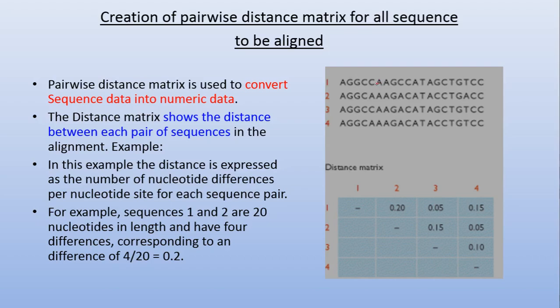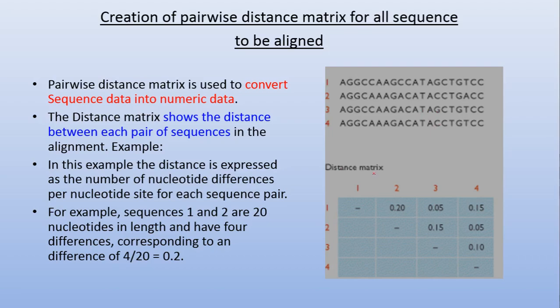The first step in your multiple sequence alignment procedure is to create a pairwise distance matrix for all of the sequences that are needed to be aligned. Say, for example, for the sake of simplicity, now we would consider that we need to align these four sequences. So the pairwise distance matrix needs to be generated, which might look something like this.